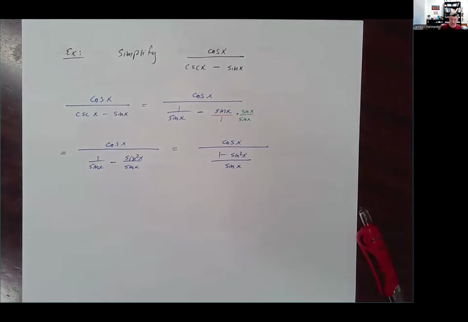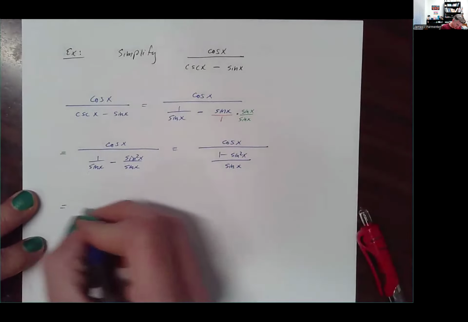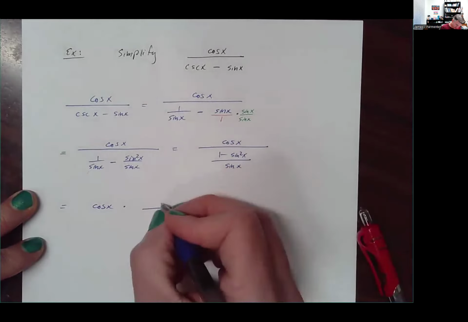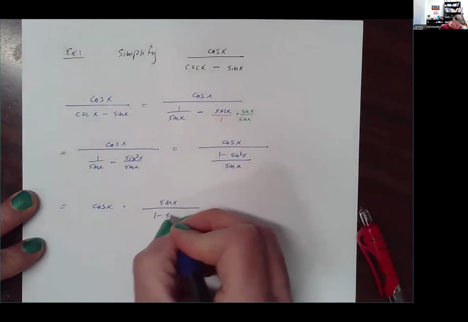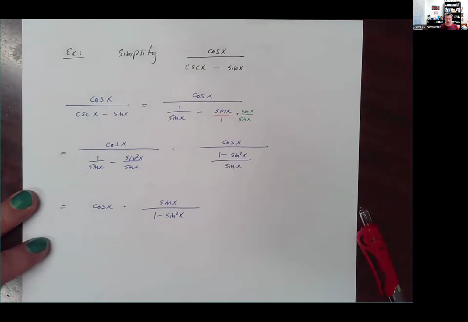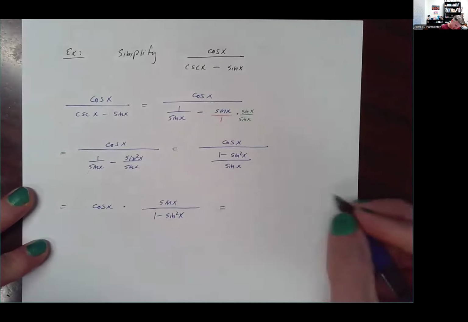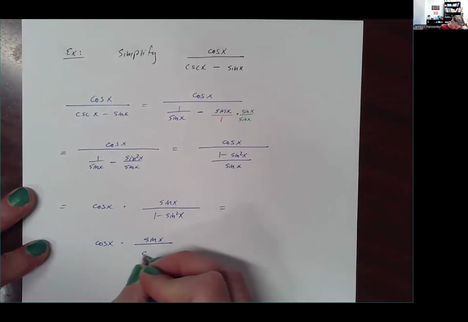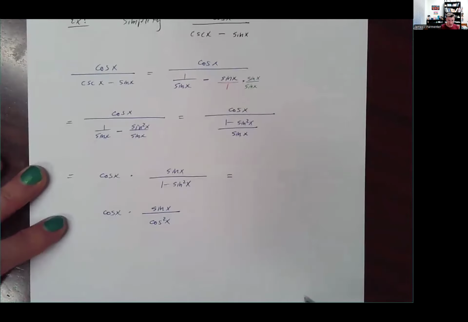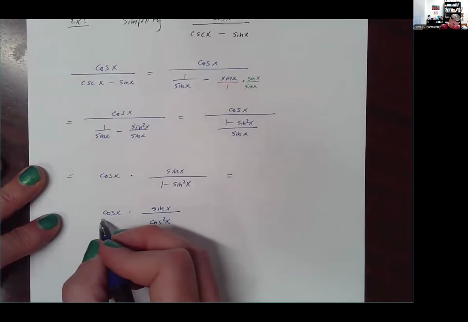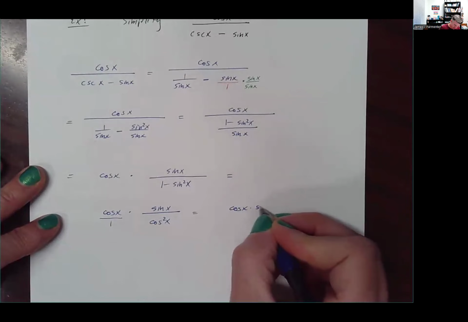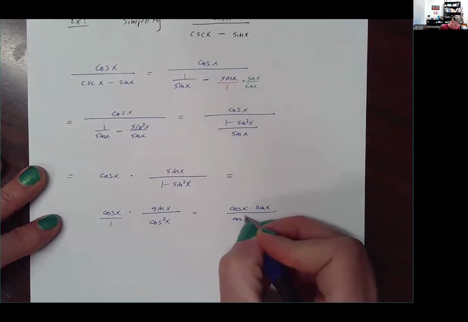Now that we've got a single fraction in the bottom, we can flip and multiply. So we can think of this as cosine of x times the reciprocal of the bottom. So it's sine x over 1 minus sine squared x. But 1 minus sine squared x is a trig identity. That's another Pythagorean identity. It's really the same as cosine of x times sine of x divided by cosine squared of x. And you can think of the canceling of cosine there, or if you really wanted to, you can think of this as cosine over 1, multiply out the top and the bottom. So it's cosine x times sine of x over cosine squared x.